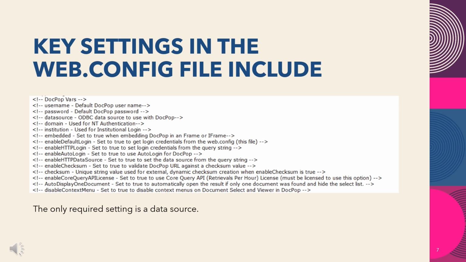For automatic login options, Enable Default Login uses the provided username and password for auto login. Enable HTTP Login allows login details to be included in the URL. Enable Auto Login uses domain credentials for automatic login.